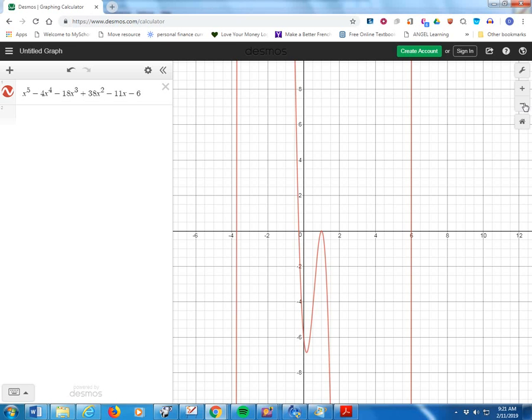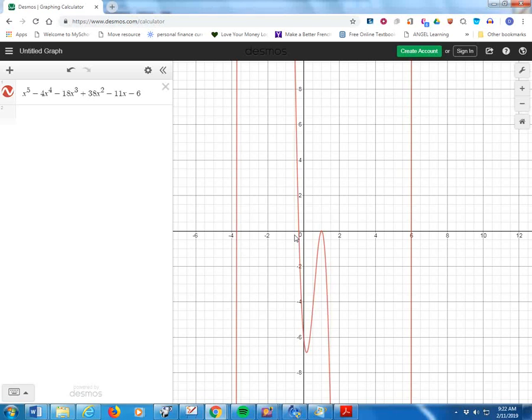Negative 2 plus the square root of 3 is negative 0.267. There it is. So this graph just reinforced the zeros I found. It told me I was correct. Because it had a multiplicity of 2, it had that bounce.